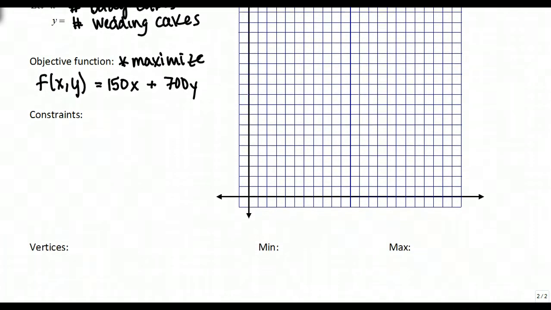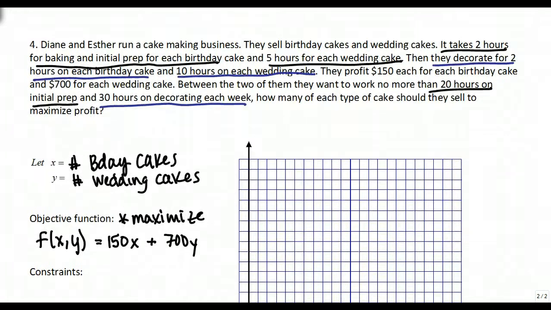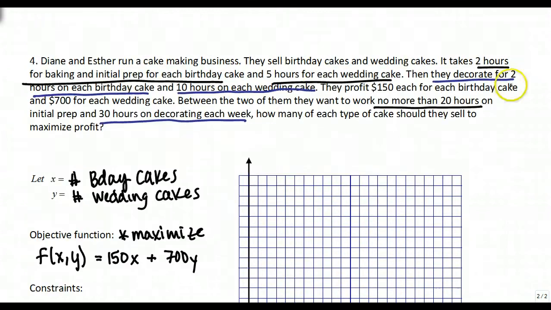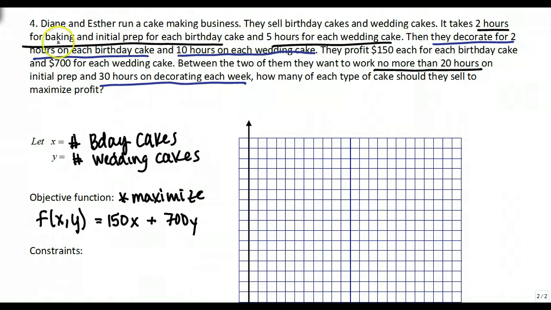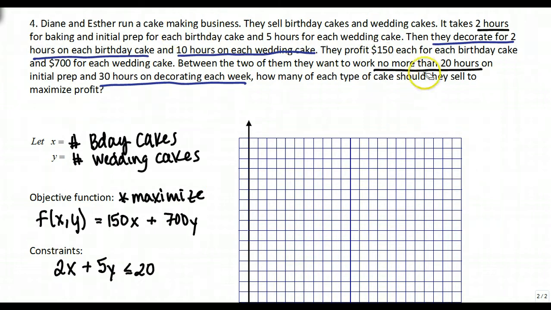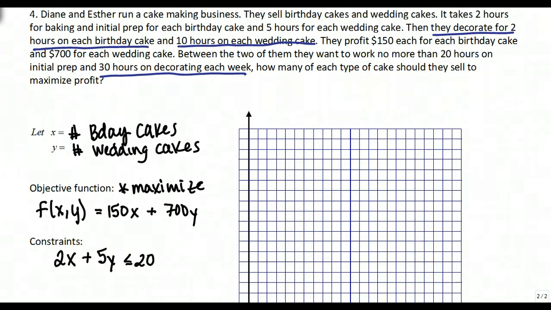And then we have constraints. Well, they give us a bunch of information and you're going to have to write these inequalities yourself. So it's really important that you can group information. So I underlined in black our first piece of information. It says 2 hours for baking initial prep for each birthday cake. So they prep for 2 hours for each birthday cake and then 5 hours for each wedding cake. And then it says they don't want to work any more than 20 hours. And I don't blame them. So this is the amount of hours that they work. That has to be less than or equal to 20. So then we're done with that information. It all has to match to go in the same inequality.